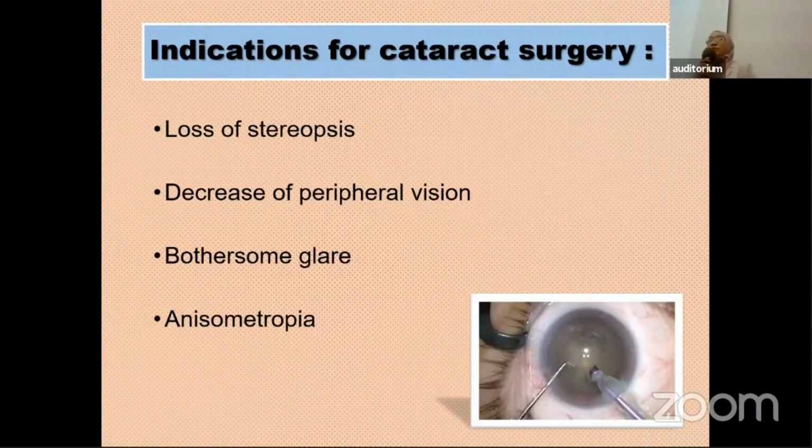There are several indications for cataract surgery. Loss of stereopsis is one of the indications. Others include decrease of peripheral vision, burdensome glare, and also anisometropia, especially in high myopia. For example, one eye has already had cataract operation and then the patient developed anisometropia because of the different power. Okay?